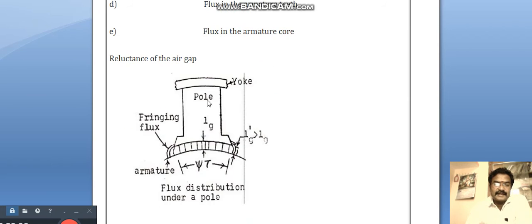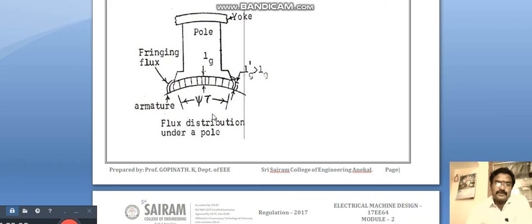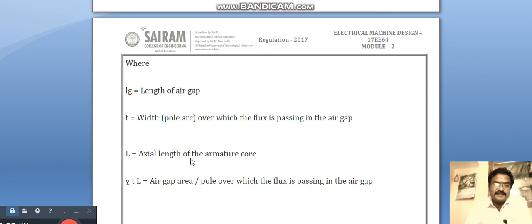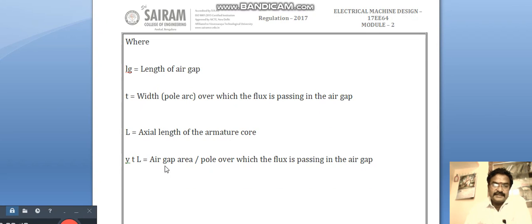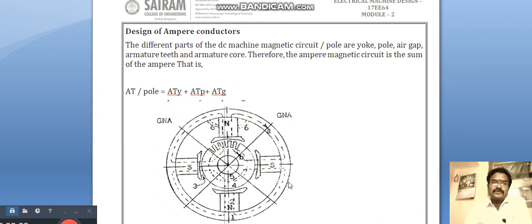Next is the reluctance of the air gap. The flux distribution under a pole is π times τ. Here Lg is the length of the air gap, and the width over which the flux is passing in the air gap; L is the axial length of the armature core, and the air gap area per pole is the area over which the flux is passing in the gap. So from this we came to know that some of the flux will be useful flux, and some of the flux will be leakage flux. The flux that does not interact with the armature is called leakage flux.